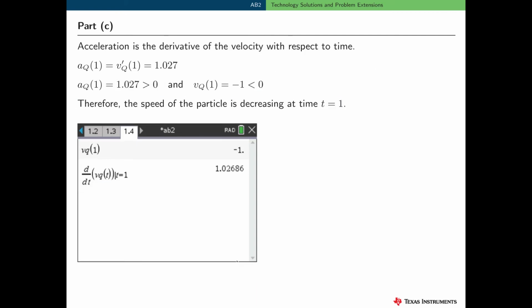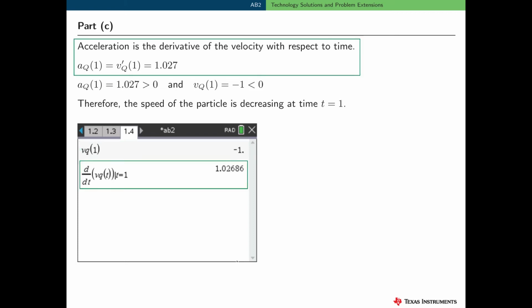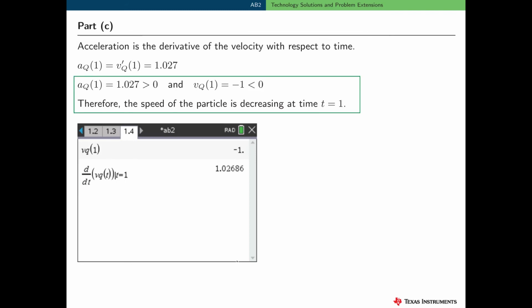To answer part C, we need to consider the signs of the acceleration and velocity of particle Q at time t equal 1. We already found the velocity of particle Q at time t equal 1 in part B. The value is -1. And we know the acceleration is the derivative of the velocity. So, using technology, I found a sub q at 1. Because the acceleration and velocity have different signs, the speed of the particle is decreasing at time t equal 1.